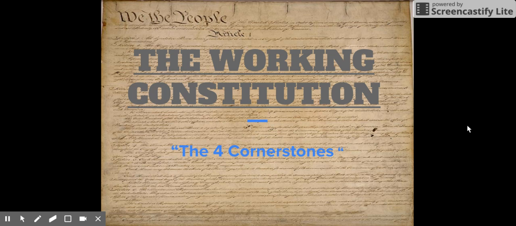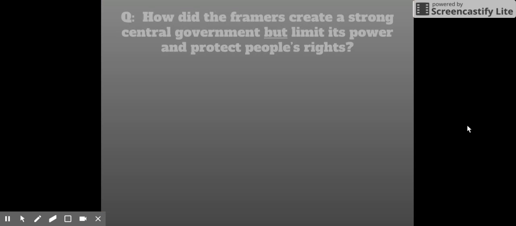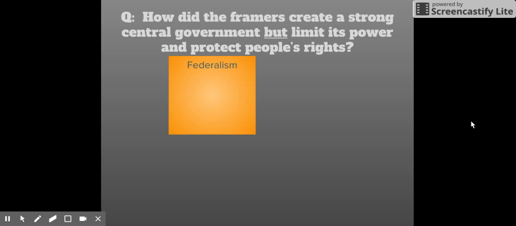We're looking at our four cornerstones or guiding principles that allowed the framers of the Constitution to create a strong central government while at the same time limiting the government's power and protecting people's rights. In the first video, we looked at the concept of federalism between state and federal government in terms of powers they share, powers they have over each other, that sort of thing.